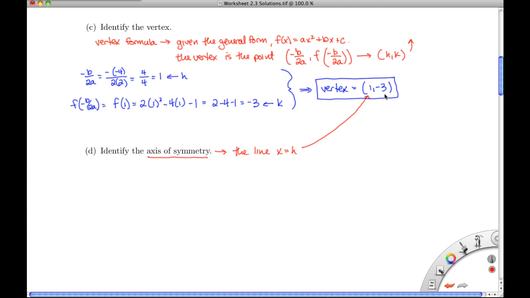So we've got a vertical line going through the vertex, and we would name it as x is equal to h. So in this particular case, we see that the axis of symmetry is going to be the line x is equal to 1. So if we were to draw our parabola and then draw the vertical line x is equal to 1, it would be cutting that parabola right in half. And we'll see that with the next one when we actually have to graph it.